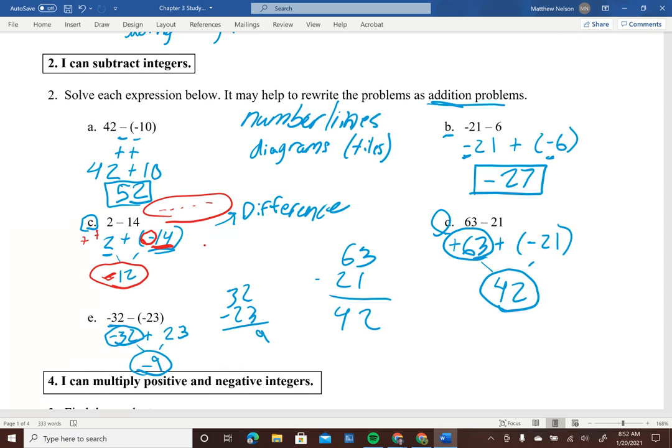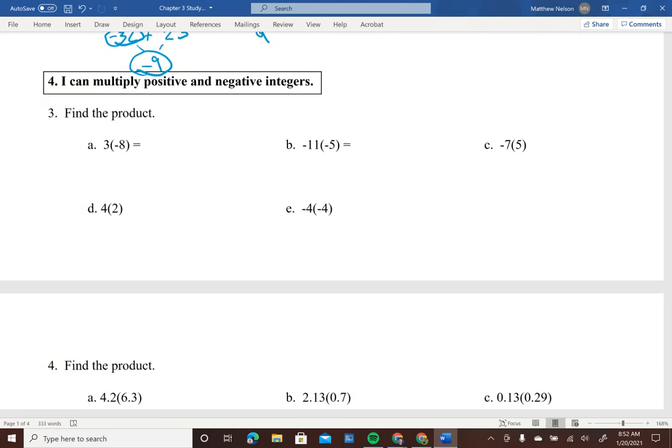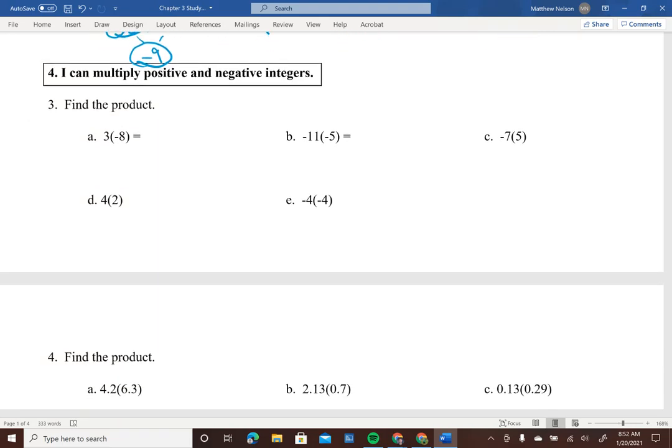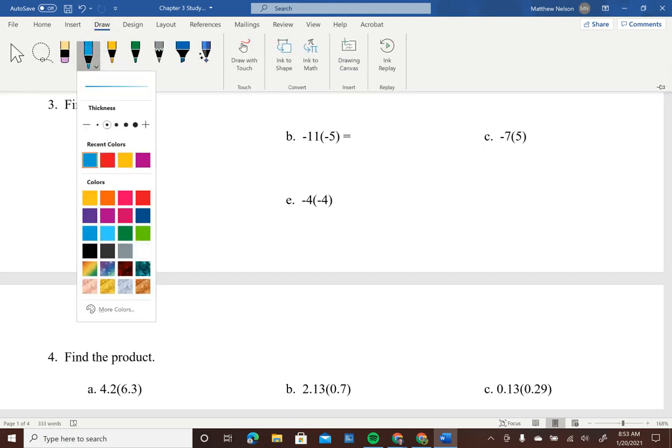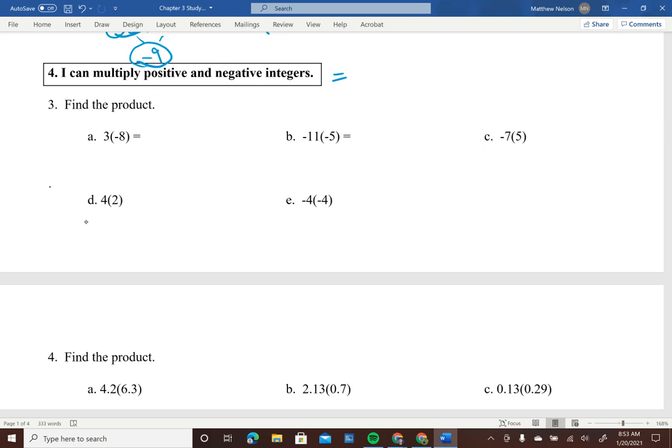All right, moving on to the next section. I can multiply positive and negative integers. So remember here, if we have... what's going on? My marker is disappearing. Let me try this again. Okay, let's go purple. Maybe that'll work. Cool, it's working because I changed the color.